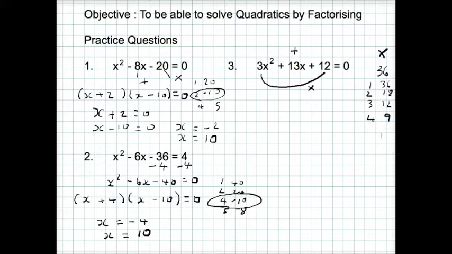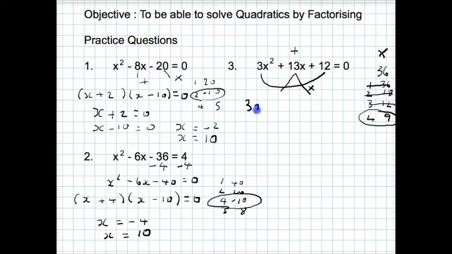Now, it's pretty easy on this one to see that this could not possibly add to give 13, this doesn't add to give 13, this doesn't add to give 13, but the 4 and the 9 do add to give 13. So these are the numbers we're using. But this time we've got some more steps. We need to start off by splitting the middle number, the 13x, into our new numbers we've found, the 4 and the 9. Write the equation out again, but split the 13x into 4 and 9.